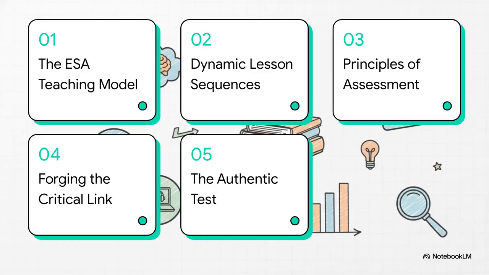All right, here's our roadmap. We're going to start with Harmer's ESA model, then look at some really cool ways to sequence it. From there, we'll pivot to Brown's 5 essential principles for assessment. Then, the most important part, we'll connect the two and see exactly how it works with a real-world example.